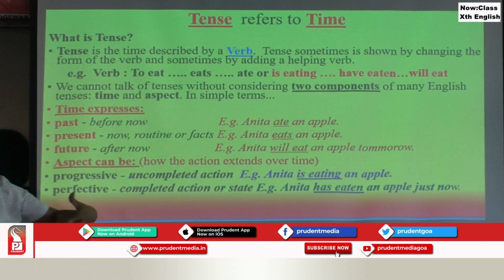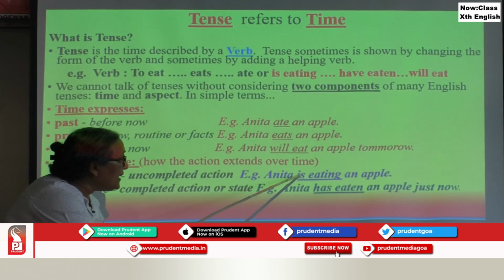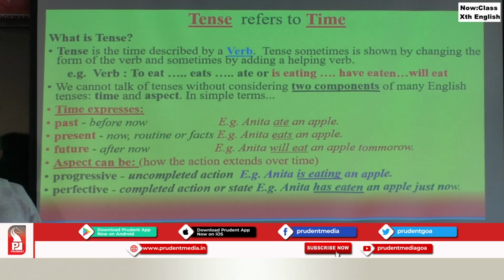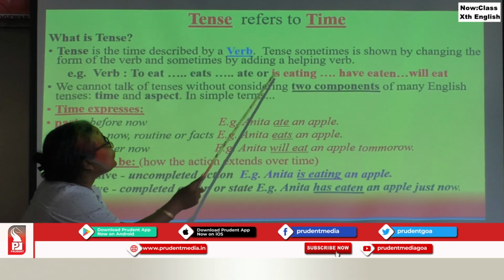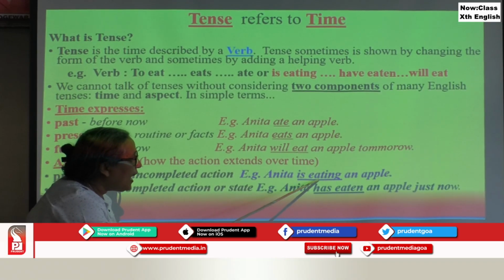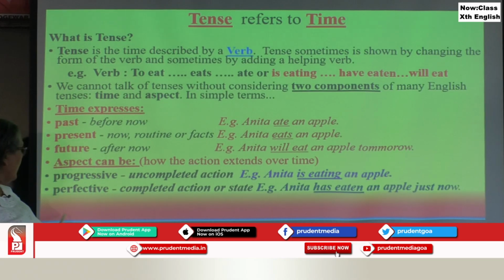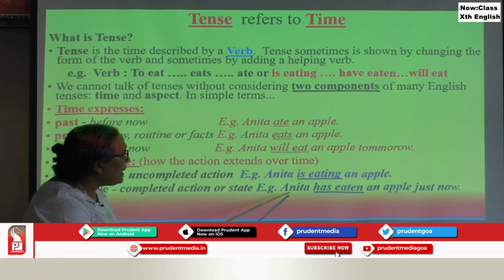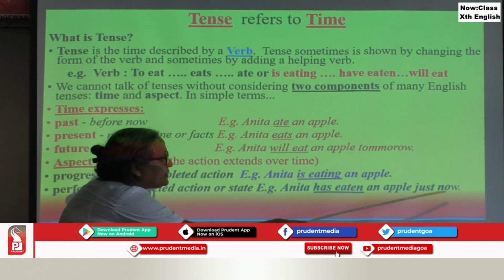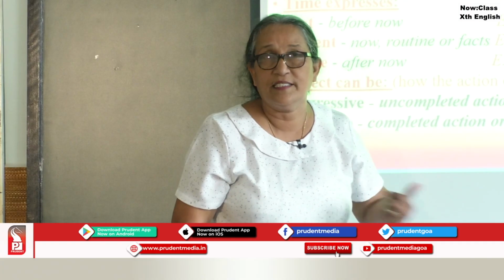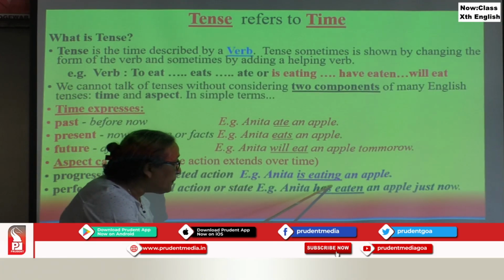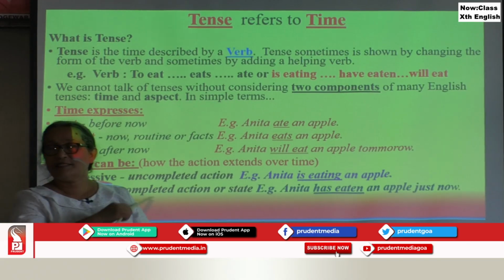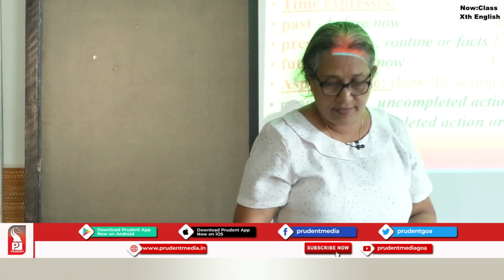Uncompleted action means it is progressing, going on. Anita is eating an apple. She is not yet finished. The action is progressing. So I have used is eating, with the helping verb is and the main verb eating. Perfective action is a completed action. Anita has eaten an apple just now. By has eaten, I mean I am taking a helping verb has plus a main verb. So these are the two aspects we will understand when we are conjugating tenses.